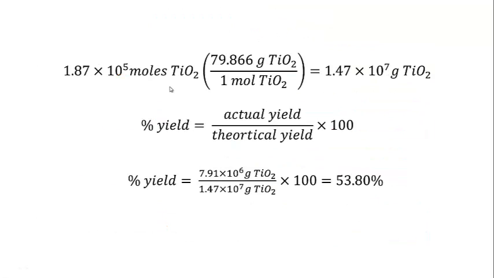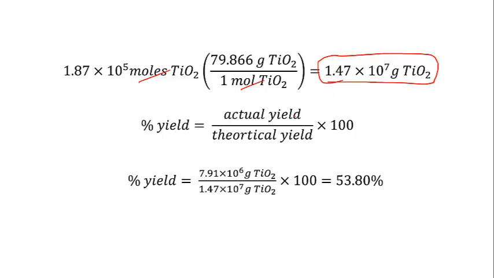And quickly, we can determine the percent yield by converting our moles of titanium dioxide to grams of titanium dioxide, again, by using your molar mass principles. And the molar mass of titanium dioxide is 79.866 grams, so 79.866 grams is equal to 1 mole of titanium dioxide. Moles cancel. We have a theoretical product yield of 1.47 times 10 to the 7th grams titanium dioxide.